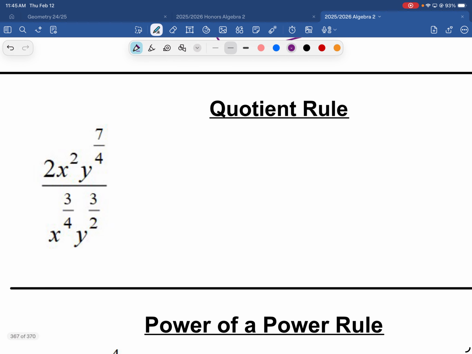Quotient rule. Quotient in mathematics means to divide. The quotient rule for the coefficients, do the same thing you always do with the numbers. You reduce the fraction. Give you a couple seconds to write this down.